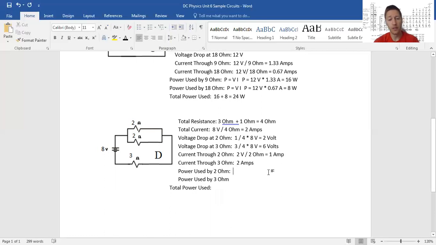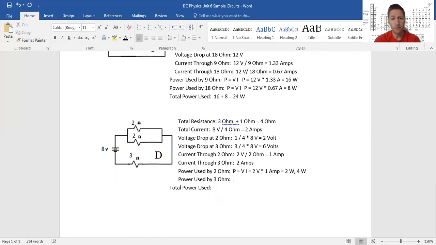To find the power, again, it's just equal to voltage times current, and we only get to use the voltage drop we have there. So for the 2 ohm resistors that are in parallel, they each get 2 volts, and they have 1 amp, so that means we're going to get 2 watts from each of them. So the total power used is going to be 4 watts from both combined. So 2 watts from the top, 2 watts from the bottom.